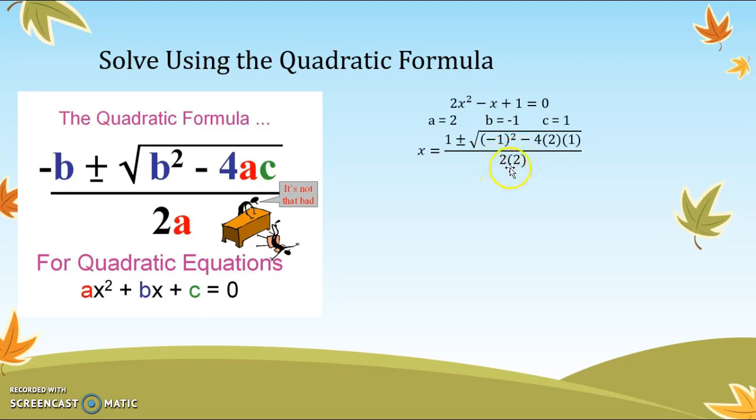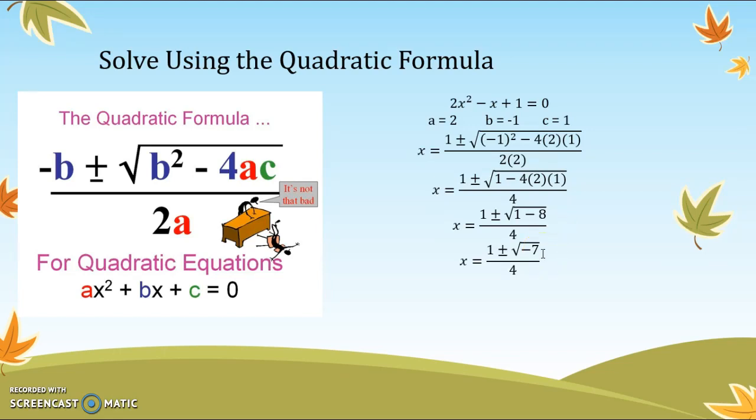So I'm going to multiply this 2 and the 2 together, and I'm going to take this square, so I'm going to simplify a little bit. So 1 plus or minus negative 1 squared is 1, and then down here 2 times 2 is 4. Then I will multiply inside my radical, giving me negative 4 times 2 times 1 is negative 8. Subtracting inside my radical, 1 minus 8 is negative 7.